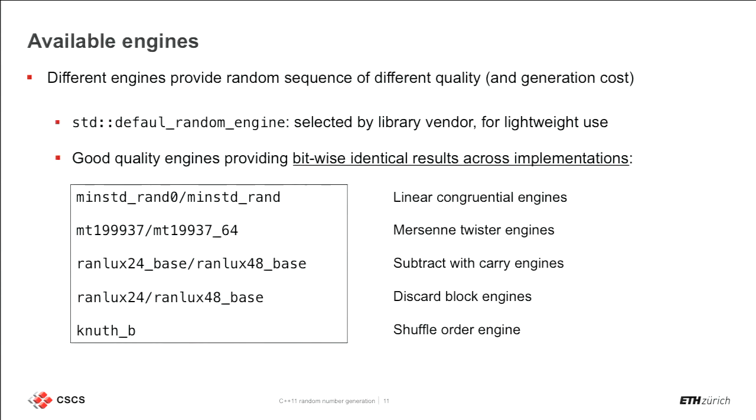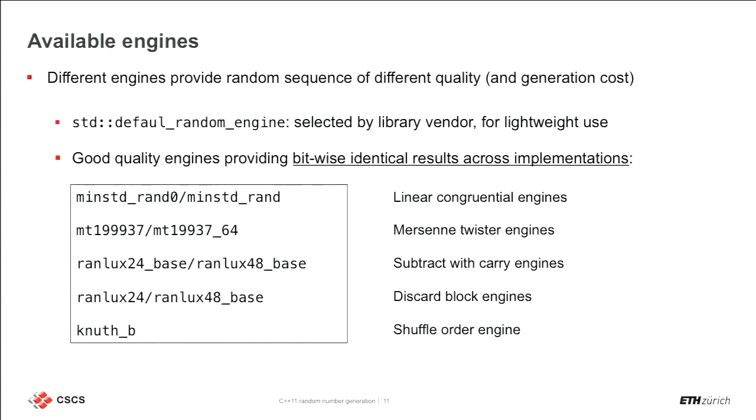So in the standard library, we now have different possible engines of different quality, speaking about the quality of the random sequences that are produced, and also of different cost from a computational point of view. This default random engine, the one in our example, is the one for lightweight use, so the random sequences are not very good from the quality point of view, but it has a low computational cost.